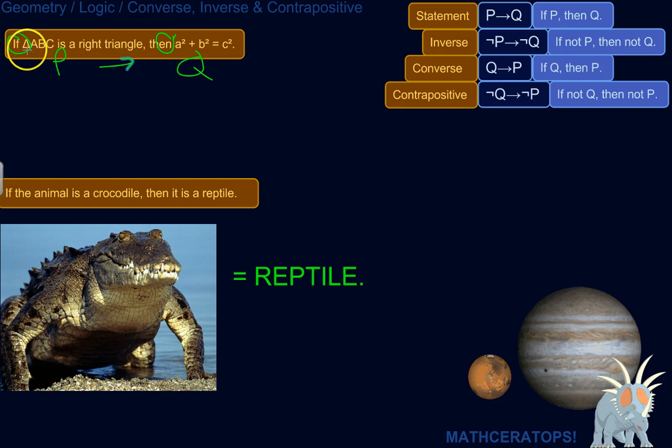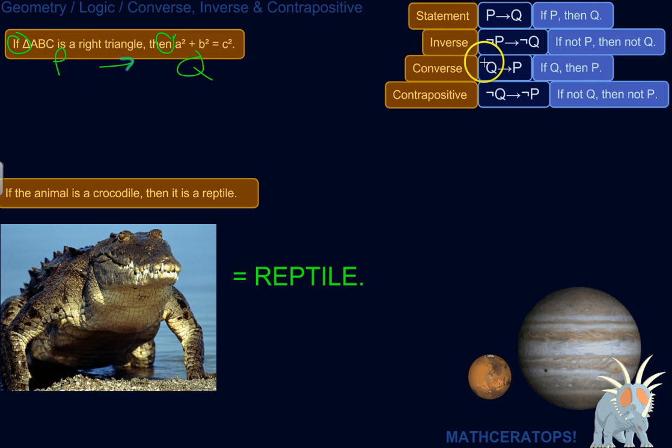Okay, the inverse is if not P, then not Q. So that would be if triangle ABC is not a right triangle, then a squared plus b squared is not equal to c squared. Or, if it is not the case that ABC is a right triangle, then it is not the case that a squared plus b squared equals c squared. I'm going to express it a little less formally than that. The converse of the Pythagorean theorem would be if Q, then P. So if a squared plus b squared equals c squared, then triangle ABC is a right triangle.